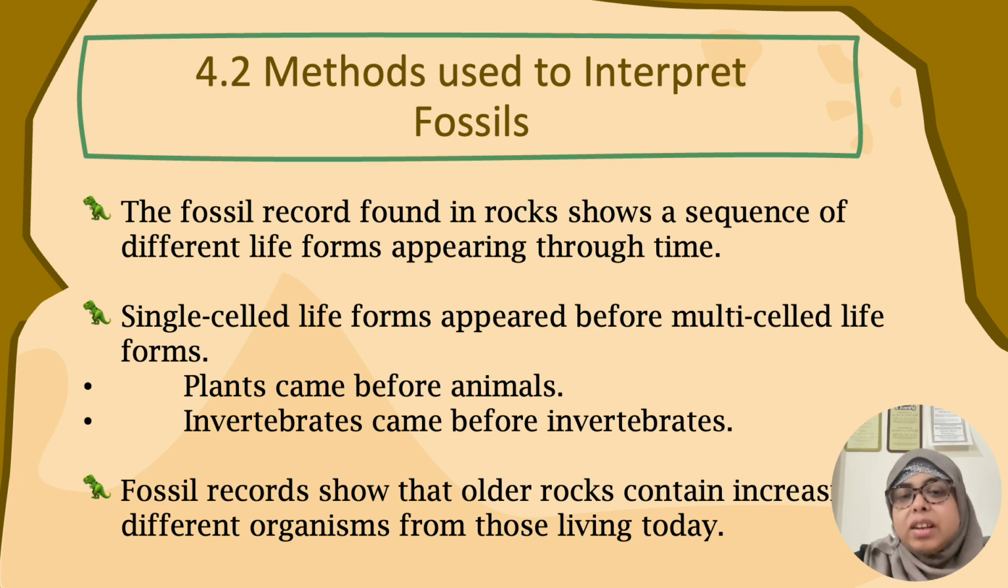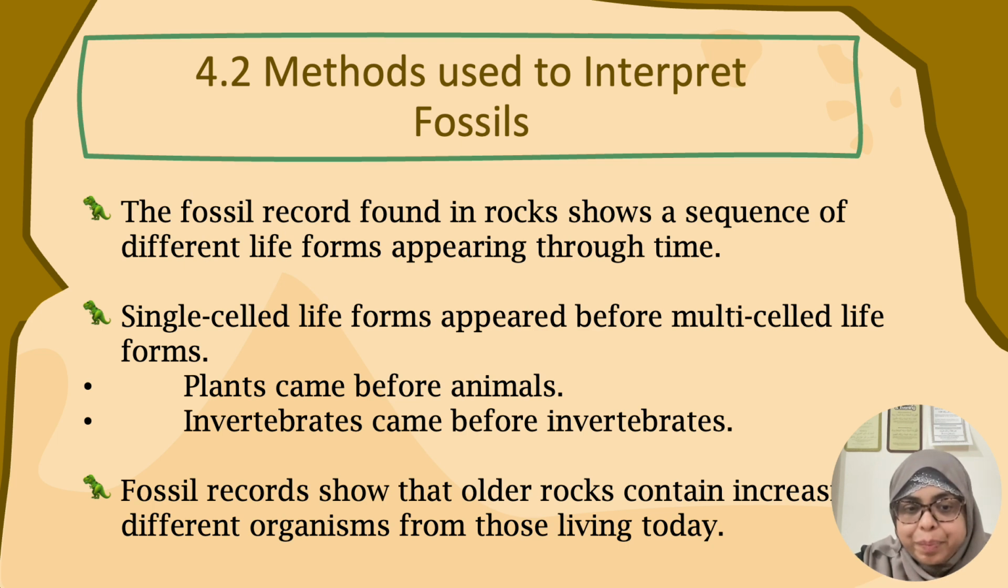The fossil record found in rocks shows a sequence of different life forms appearing through time. For example, single-celled life forms appeared before multi-celled life forms. Plants came before animals. And invertebrates, that is creatures without any backbones, came before vertebrates, that is creatures that had backbones.